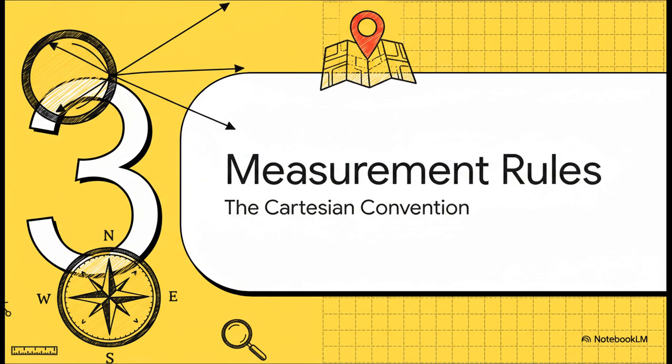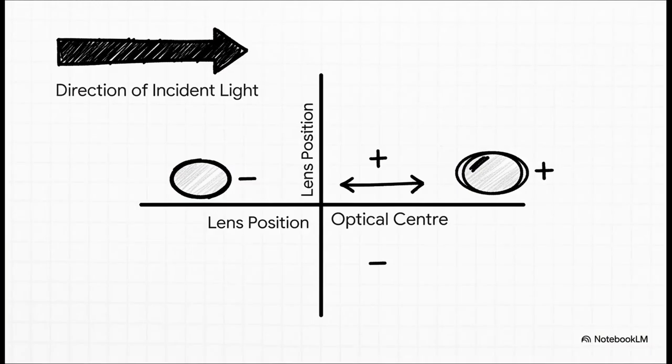Think of it like a GPS for our calculations. It's called the New Cartesian Sign Convention, and it just makes sure we're all on the same page. The rules are actually pretty simple. Everything gets measured from the center of the lens. Then we just assign positive or negative signs based on the direction of light, or whether something's above or below the center line. But here's the single most important thing to remember. Convex lenses have a positive focal length, and concave lenses have a negative one. That little detail is the key that makes all the math work out.